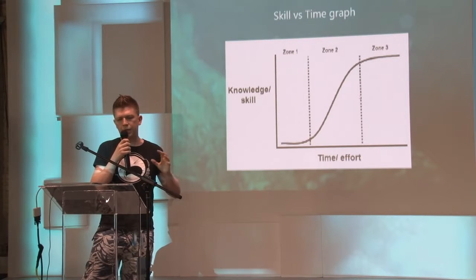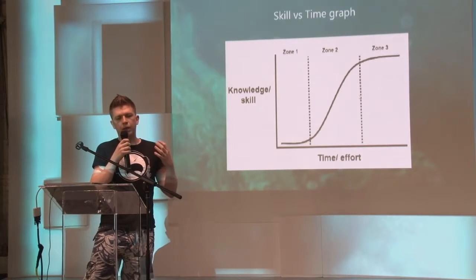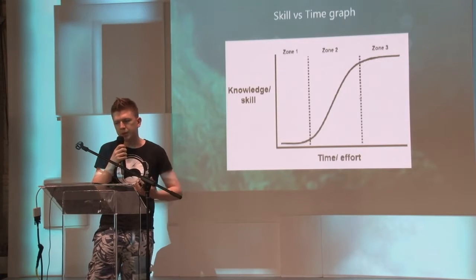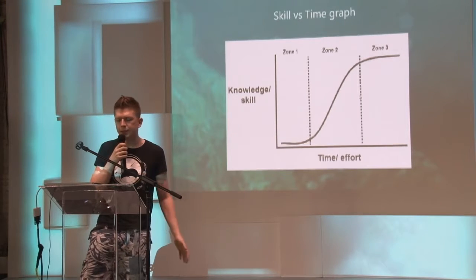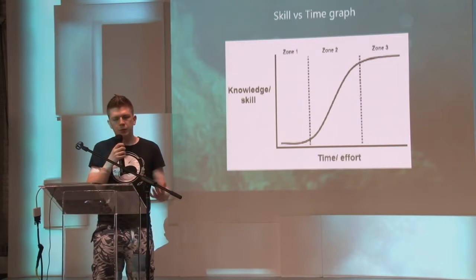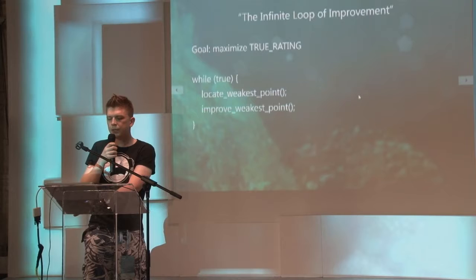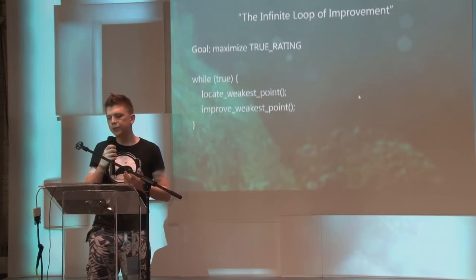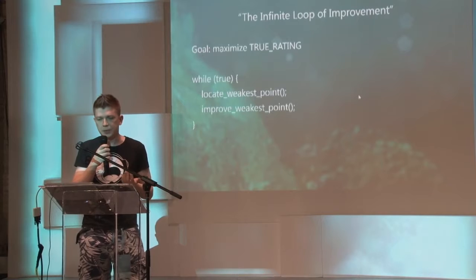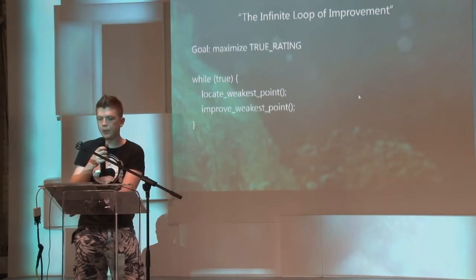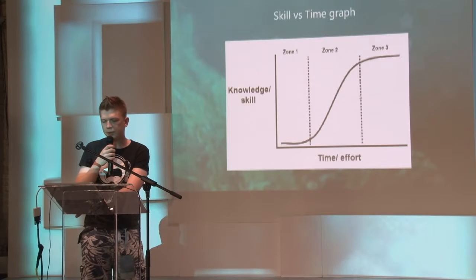So zone 2 is the actual place where you have the biggest gain. Every hour you put into that skill gives huge improvement. And in zone 3, you have diminishing results of practicing. So when you are really, really good at something, there's no real point in improving it further. Okay, so this is actually the reason why that while loop works. We assume that the true rating is a linear combination of your specific skills, so you always improve your weakest skill. Because skills work pretty much like that, this is the reason why always improving your weakest point works.